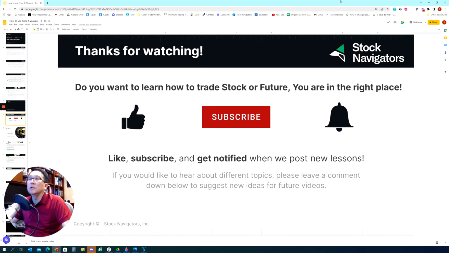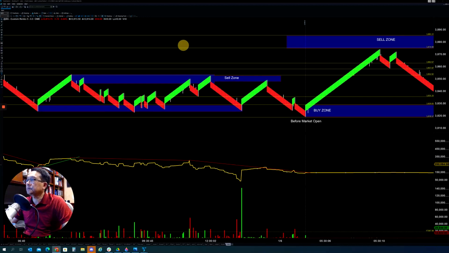So now let's take a look at the chart. This is the day trade chart that we focus on at Stocks Navigator. As you can see here, this chart is the E-mini S&P 500. Every day before the market opens, I look at the chart so I can see the levels of support and resistance, and where the buy zone and sell zone are, so I can roll ahead of time.